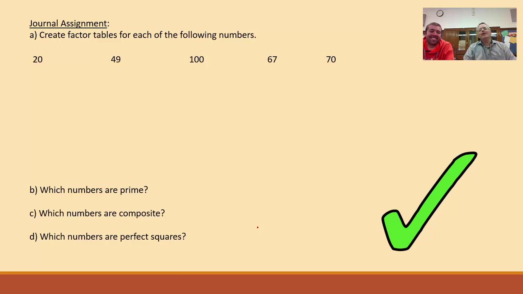There you go. Create factor trees for the following numbers. You've got 5 to do, and then tell us which numbers are prime, which are composite, and which are perfect squares.